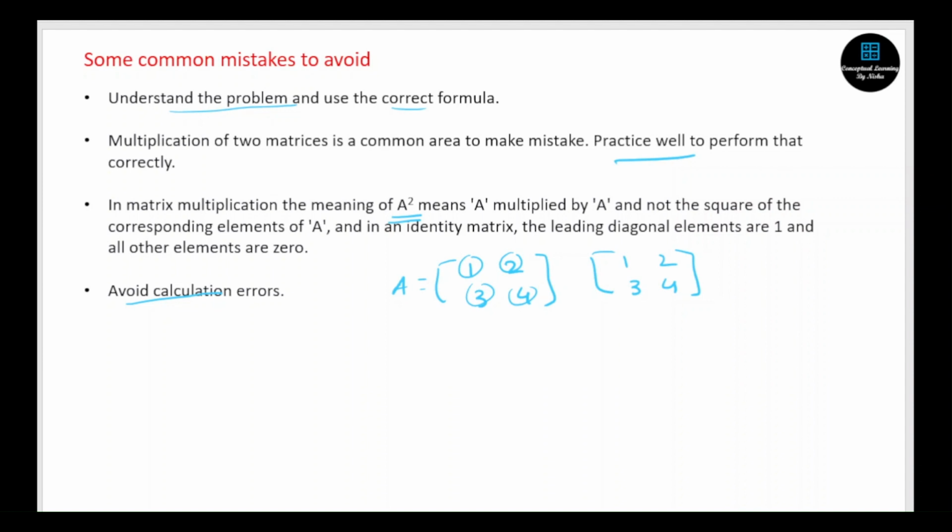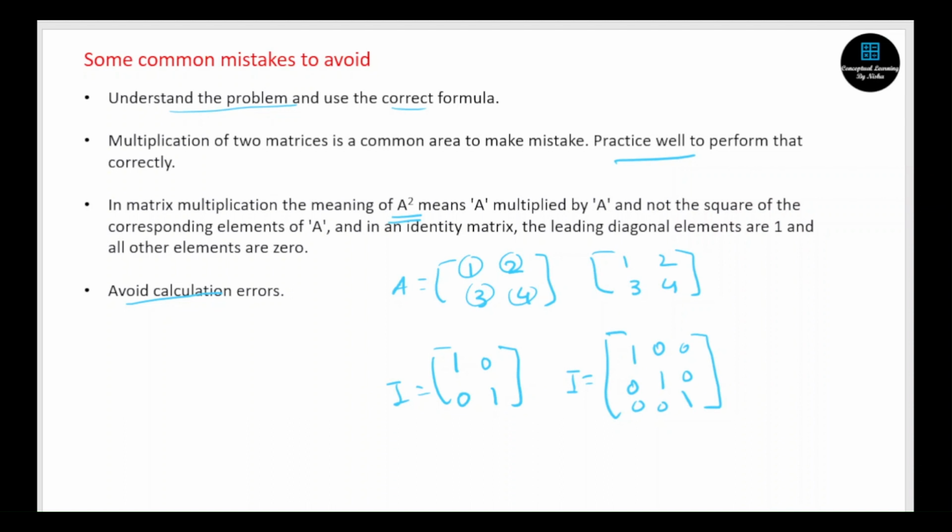Alright, the identity matrix you have to take. Let's say if I say a 2 by 2 identity matrix, then this is the identity matrix. Or for 3 by 3, then you have this element 0. So remember this, I am talking about the identity matrix. Avoid these mistakes and then you can secure full marks in matrices.